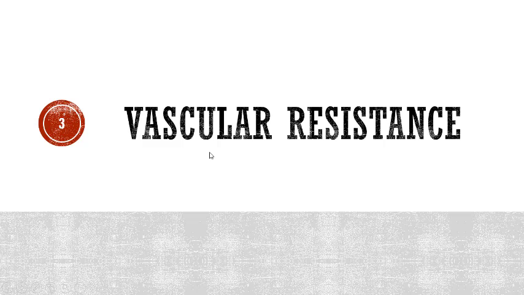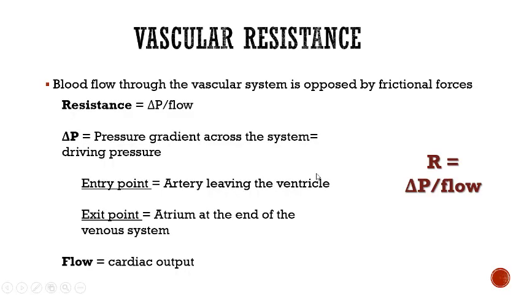One of the things that's going to oppose this blood flow, in the same way that we talked about airway resistance impeding the flow of gas through your lungs, is vascular resistance. Vascular resistance is going to oppose or impede the flow of blood through your body. Blood flow through a vascular system is opposed by frictional forces. This should sound familiar. Airway resistance is a frictional force that opposes the gas flow in your lungs, okay? So there's some overlap in these two systems.